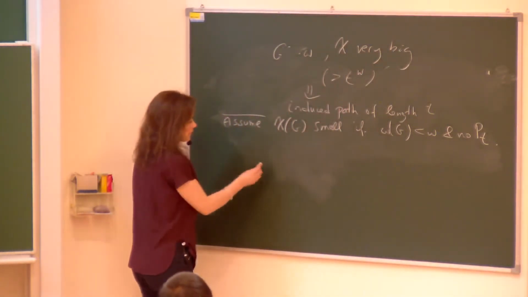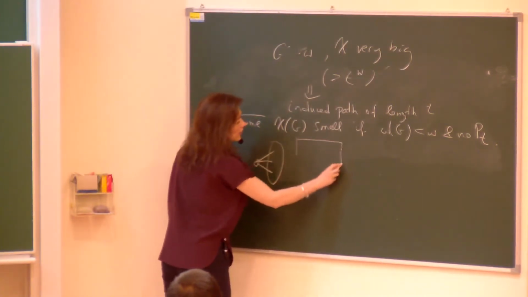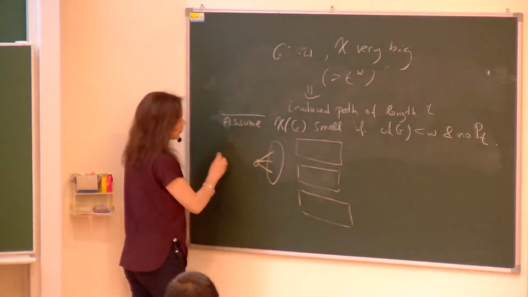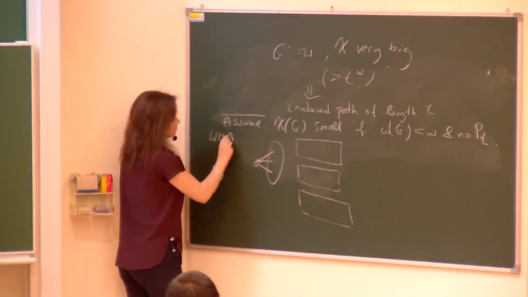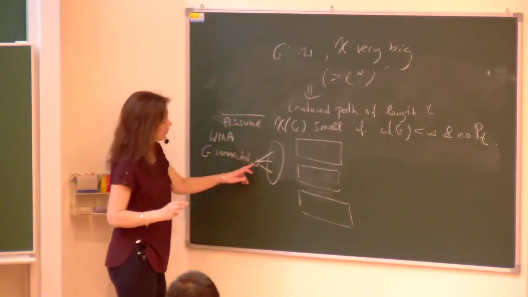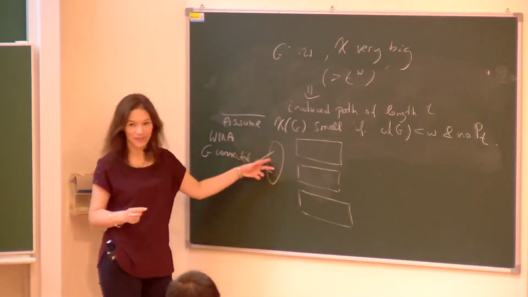Okay, so here's what you do. Start with a vertex, look at its neighbors, and look at the components of its non-neighbors. And I want to start with a connected graph. Okay, so here's this vertex. Its neighbors have small chromatic number, right? Because its neighbors have smaller clique number.